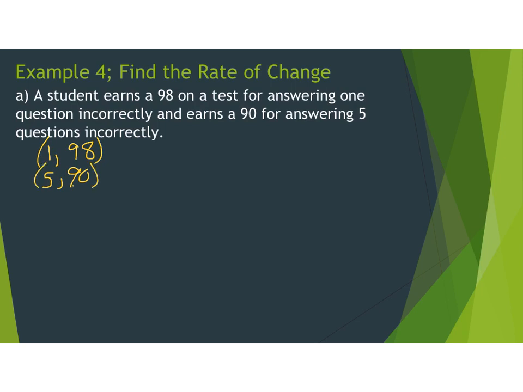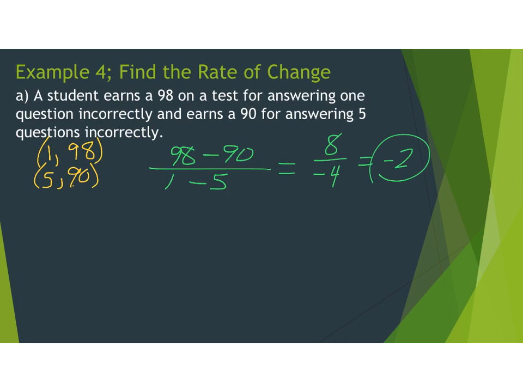So we want to find the rate of change, basically, how much is each question worth. So to do that, we're going to find the slope between the two. 98 minus 90 over 1 minus 5. Okay, and then you do that, it would be 8 over a negative 4, which is negative 2. So for every incorrect answer, you lose 2 points. So there's a minus 2 for each incorrect answer.